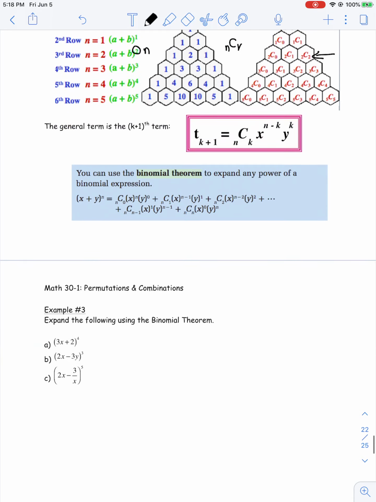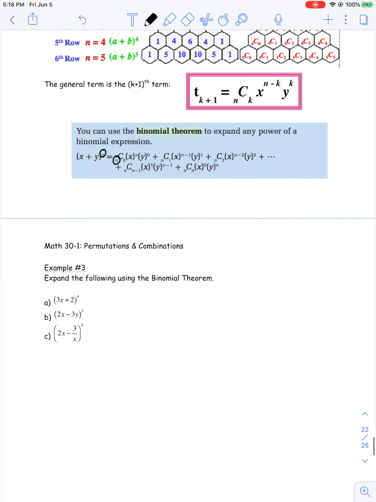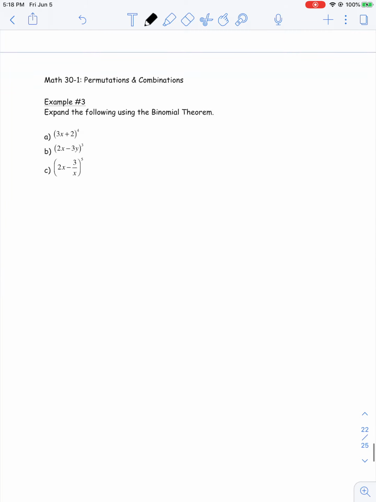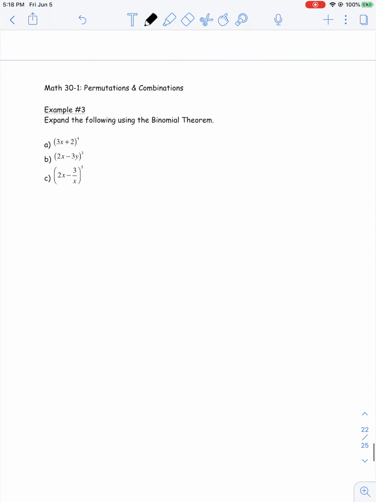So if we're doing our expansion, you just want to make sure that you start with n, look at your n, and then start counting your r values up from 0 all the way to that n value. Your x's are going to decrease from that n value all the way to 0, and your y's are going to increase from 0 all the way to n. So if you follow that pattern, it becomes easy to expand these.